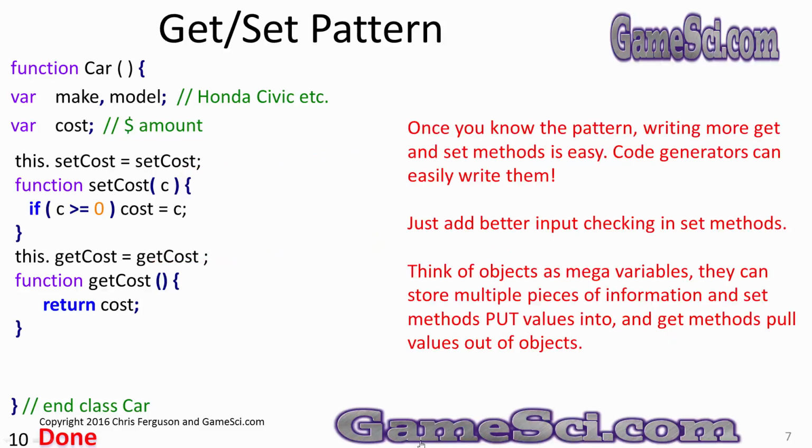Once you know the pattern, writing more get and set methods is easy. Code generators can easily write them for you. Just add better input checking in set methods. Think of objects as mega variables. They can store multiple pieces of information, and set methods can put values into those. Get methods then pull those values out of the object.